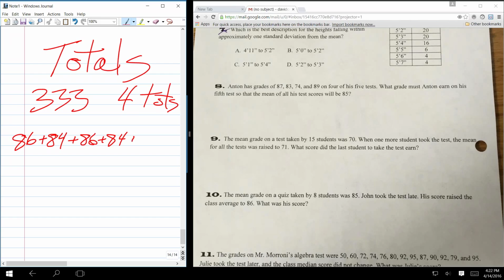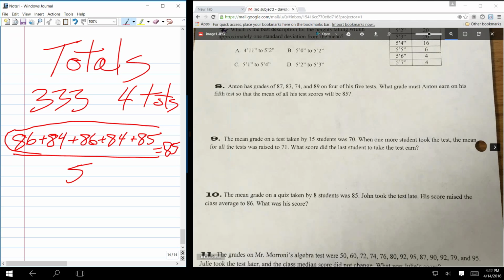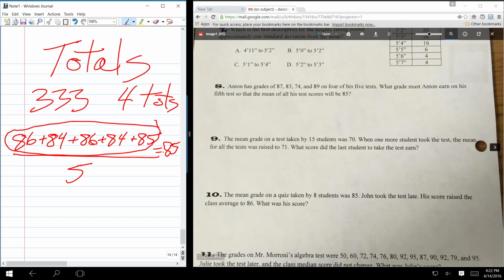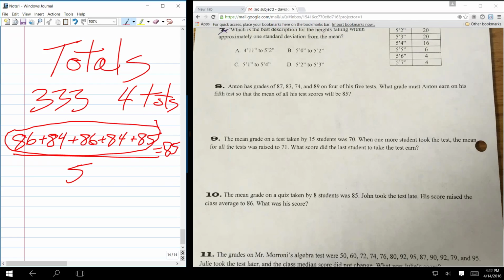We can tell that that average would be 85, correct? Yeah. But so I know that if I take that and divide by 5, I'm going to get 85. Well, the total is equal to what? It's equal to 5 times 85. In other words, if I multiply both sides of the equation by 5, I get the totals on the left and I get that number over there.